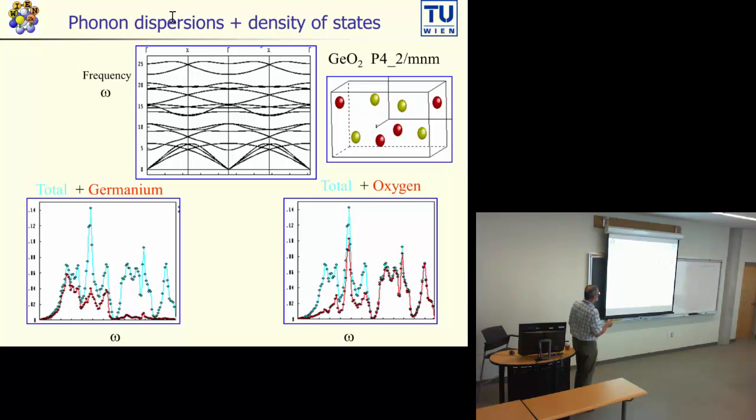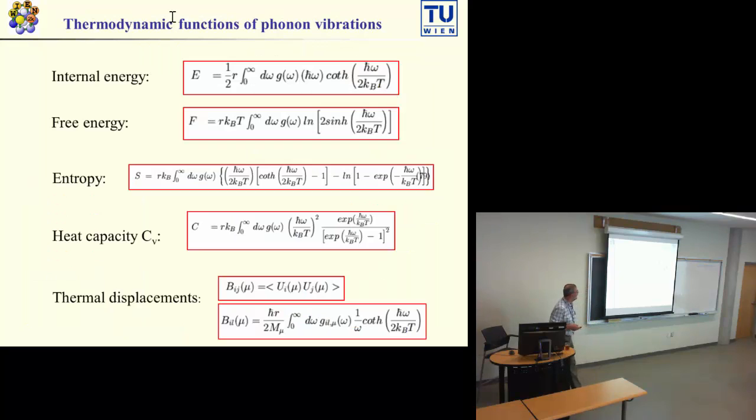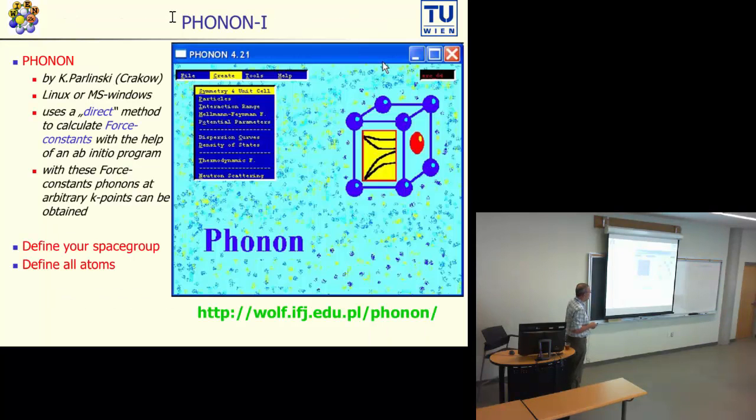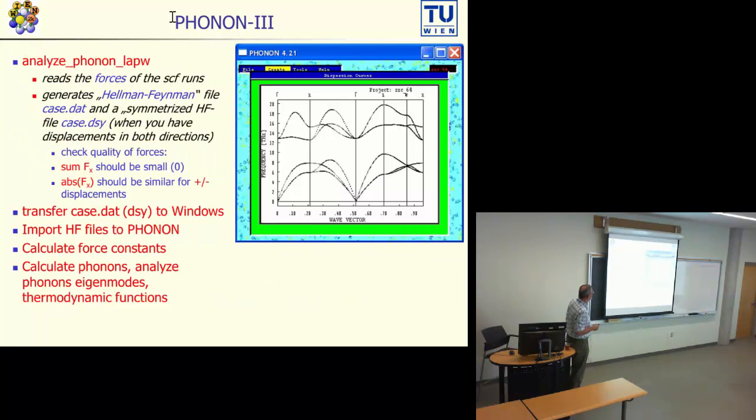Once you have this, you can calculate the phonon band structure, and you can calculate the phonon density of states. You can decompose it here, for instance, in this example, the germanium phonons are at lower frequency than the oxygen phonons, obviously because of mass. You can calculate internal energy, free energies, the entropy, heat capacity, or thermal displacement parameters.